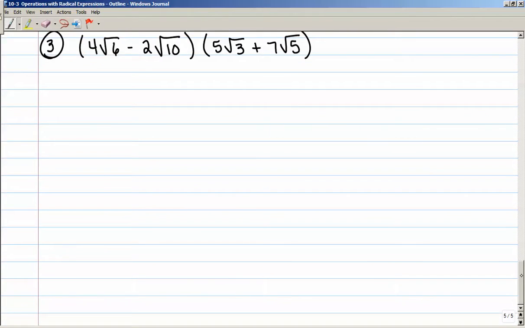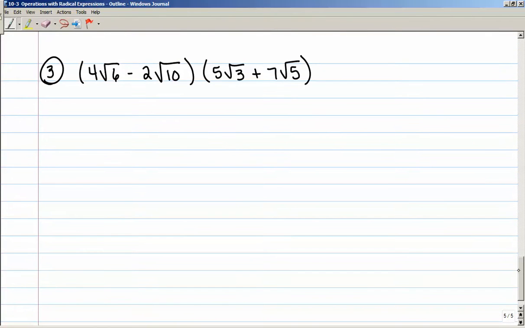In our last example, we're going to be FOILing. So I have the quantity 4 square root of 6 minus 2 square root of 10 times the quantity 5 square root of 3 plus 7 square root of 5. So I'm going to FOIL. So doing my first, I'll get a 20 square root of 18. So that's multiplying the numbers out front and then the radicals.